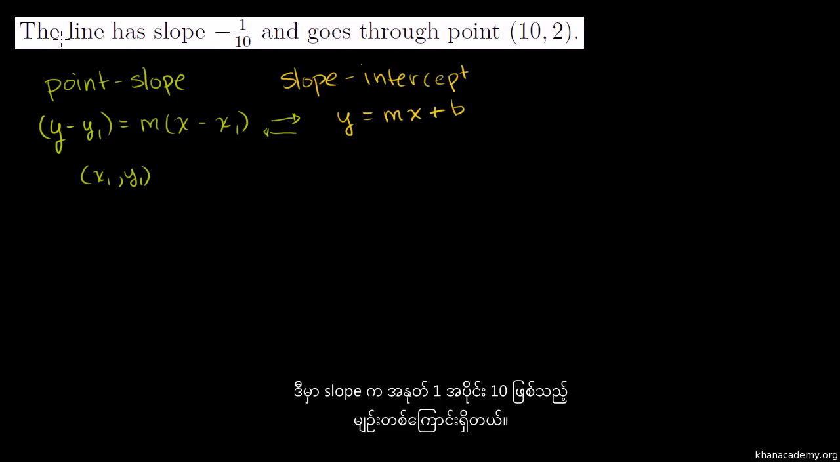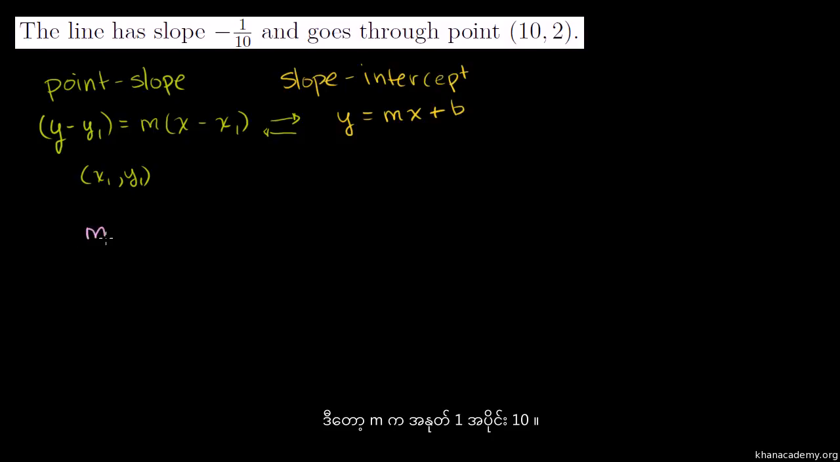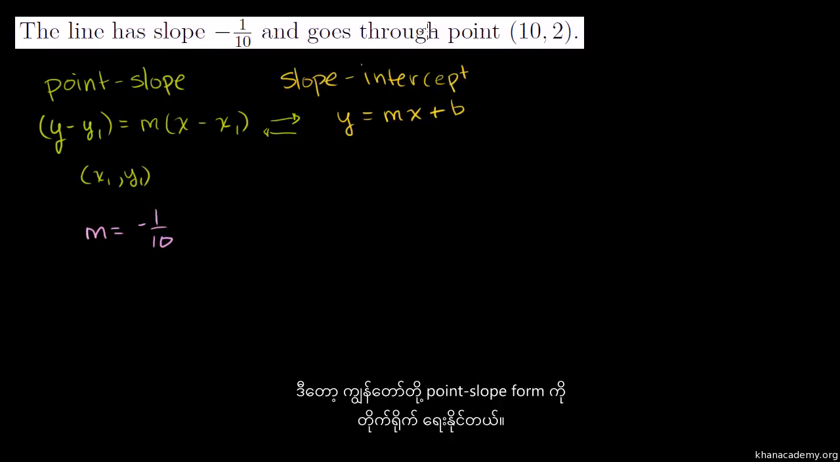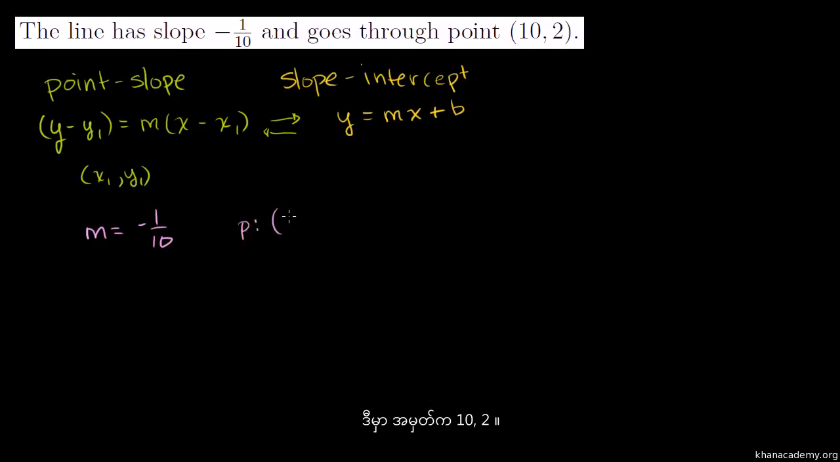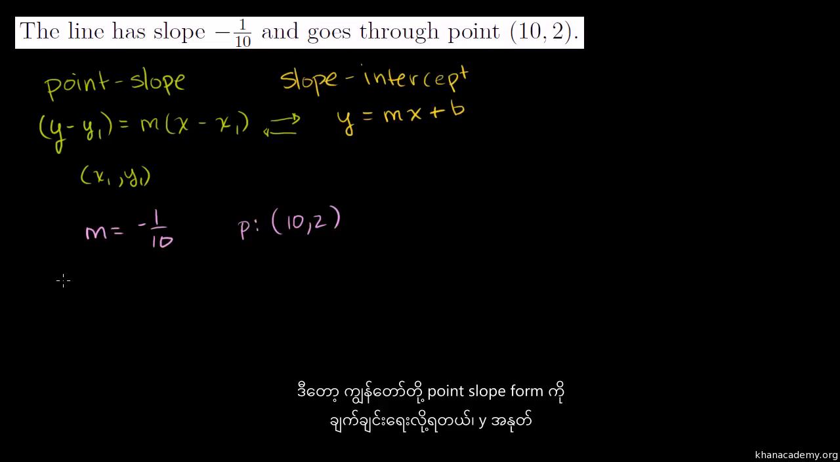So here we have a line that has a slope of -1/10. So m is equal to -1/10. And it goes through the point (10, 2). So we can directly go to point-slope form. A point here is the point (10, 2). So we can immediately go to point-slope form.